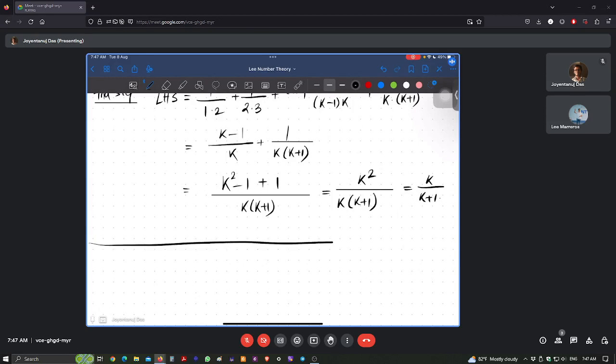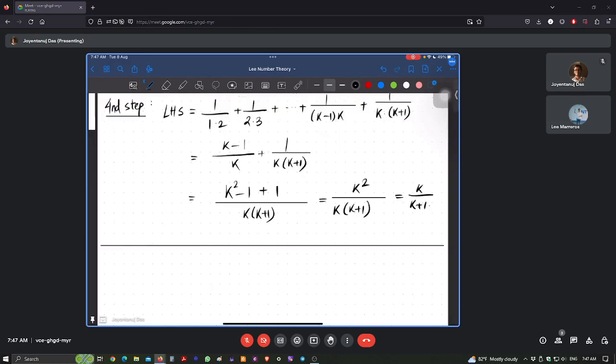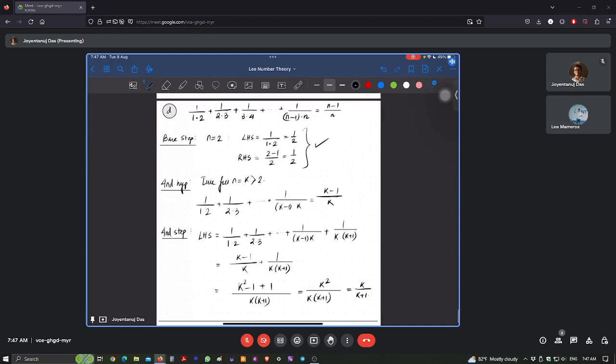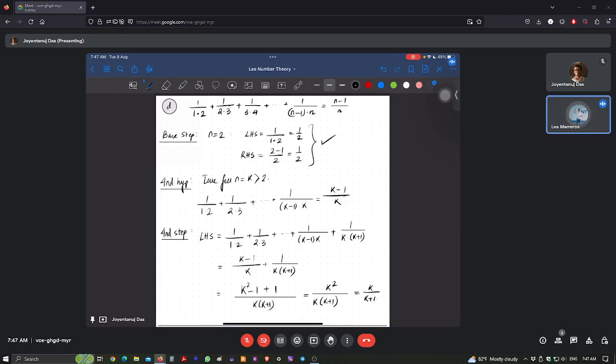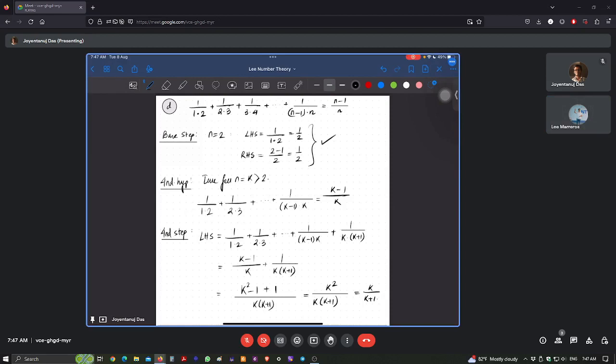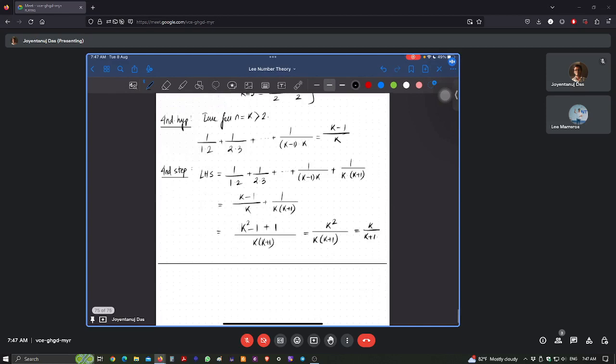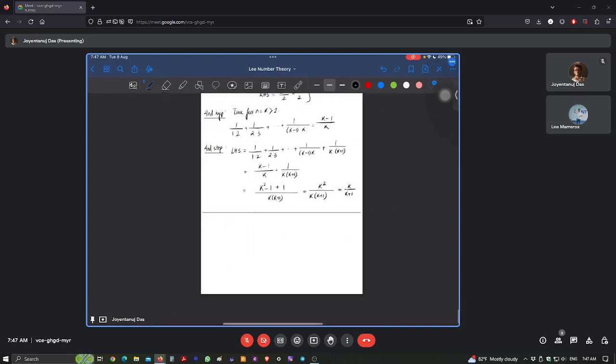So this matches with our formula, right? So it's n minus 1 over n. So here n is k plus 1. Okay. So this is fine. Okay. So next one is 5.